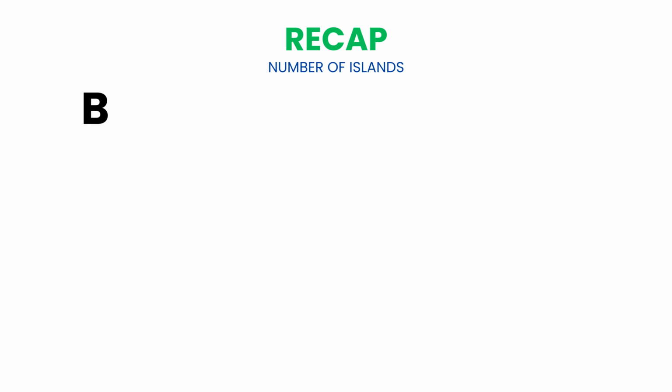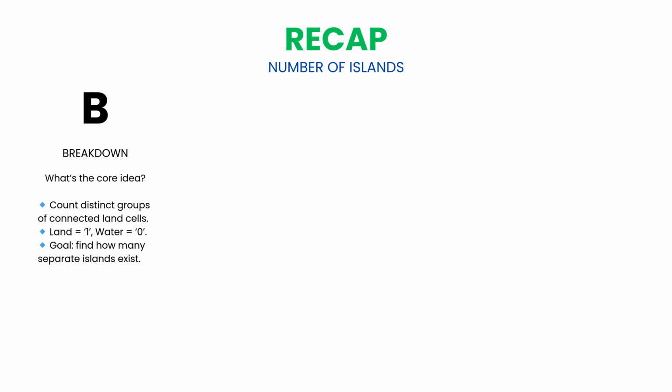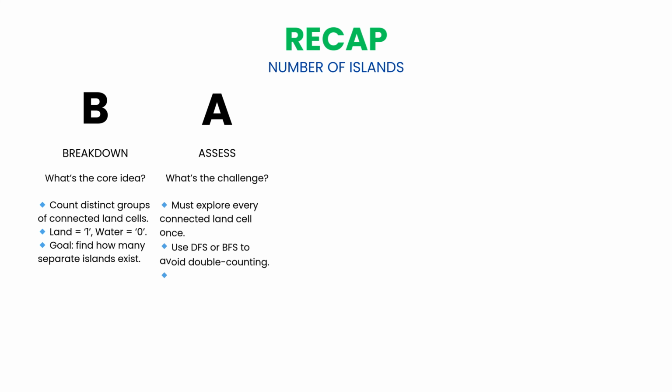Let's have a quick recap. We're given a 2D grid of land and water, and our goal is to count how many distinct islands exist. Each island is made up of connected land cells that touch horizontally or vertically. Conceptually, this problem is all about grouping and identifying isolated clusters within a matrix. The main challenge here is avoiding double counting. When we find land, we need to make sure all connected cells are explored and marked before moving on.